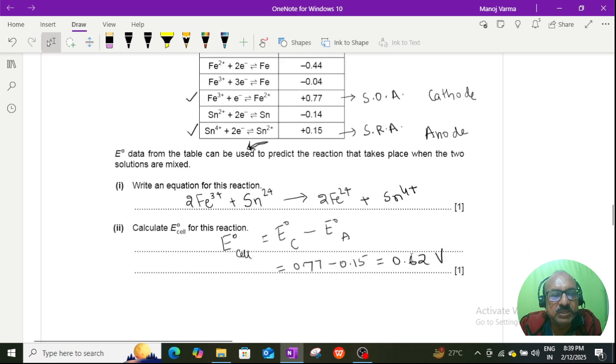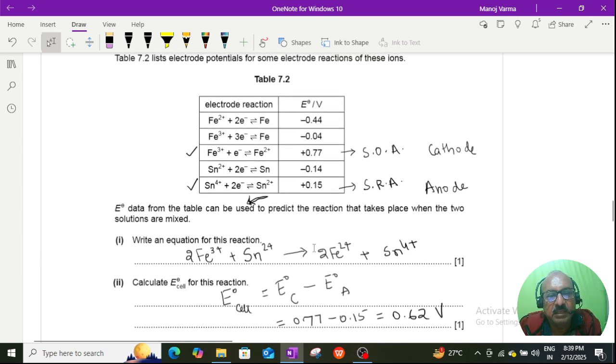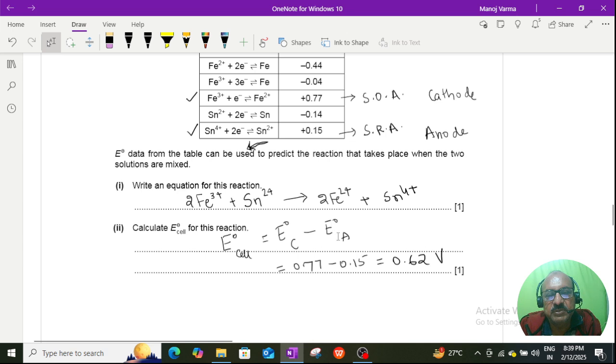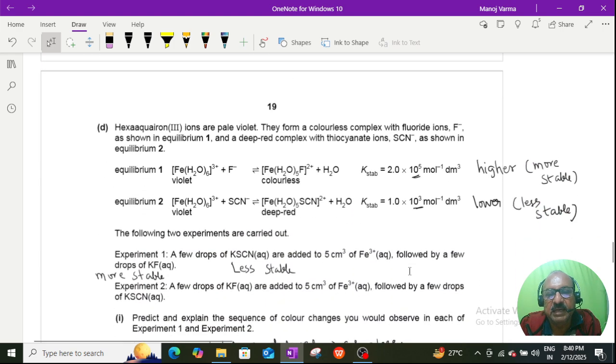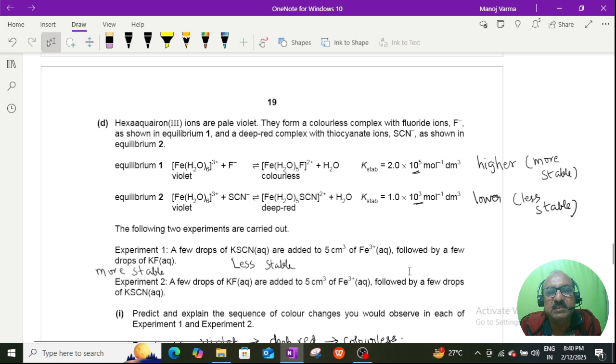Let's go to the next question, where you have to calculate the E naught for this reaction. The correct formula to calculate the E naught cell is that you have to subtract the anode from the cathode. So anode is the negative electrode and cathode is the positive electrode. So the higher minus the lower also works. So 0.77 minus 0.15 gives you the E naught cell of 0.62 volts.